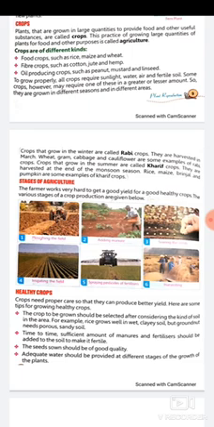Now children, let's discuss stages of agriculture. The farmer works very hard to get a good yield for good, healthy crops. The various stages of crop production are given below. Number 1, ploughing the field. Number 2, adding manure. Number 3, sowing the seed. Number 4, irrigating the field. Number 5, spraying pesticides or fertilizers. Number 6, harvesting.